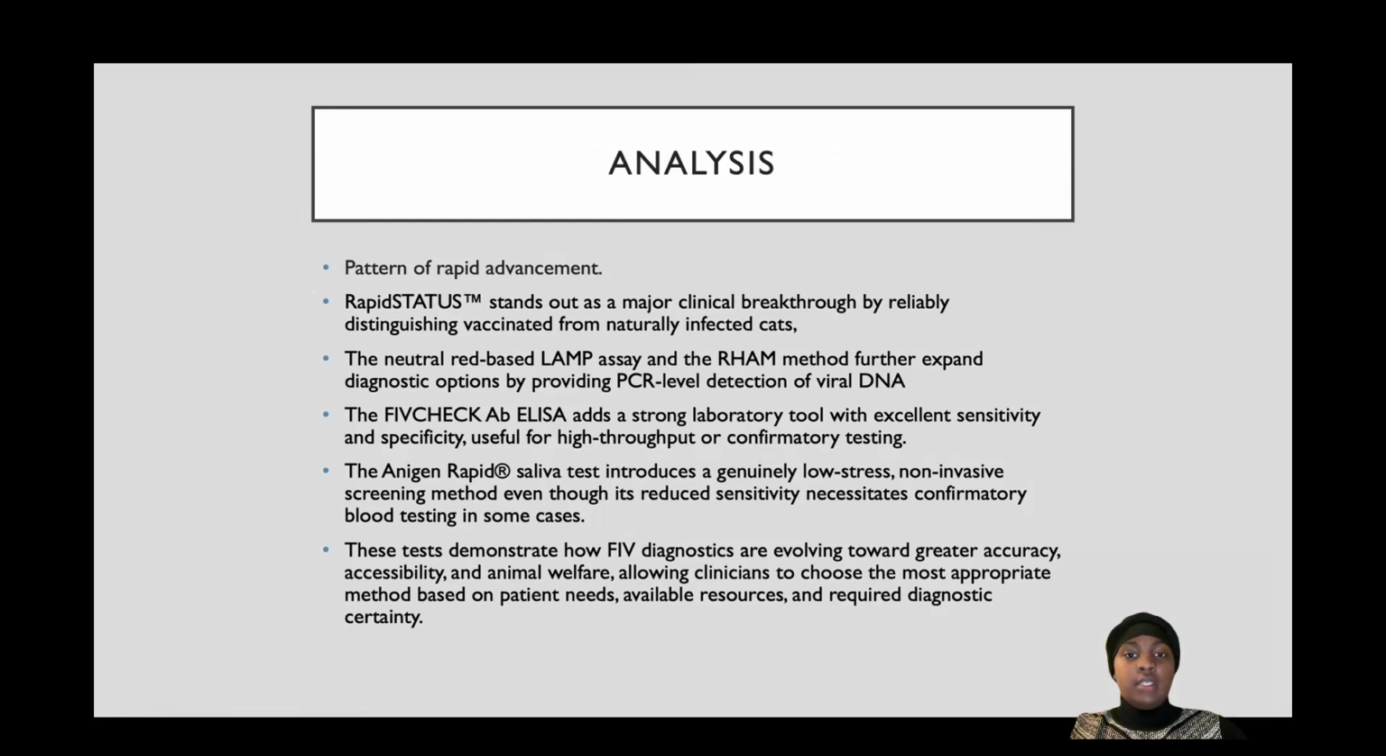The FIV-AB Check ELISA adds a strong laboratory tool with excellent sensitivity and specificity, useful for high-throughput or confirmatory testing. Finally, the antigen rapid saliva test introduces a genuine low-stress, non-invasive screening method, particularly valuable for shelters, even though its reduced sensitivity requires confirmatory testing in special cases. Together, these tests demonstrate how FIV diagnostics are evolving towards greater accuracy, accessibility, and animal welfare, allowing clinicians to choose the most appropriate method based on patient needs, available resources, and required diagnostic certainty.